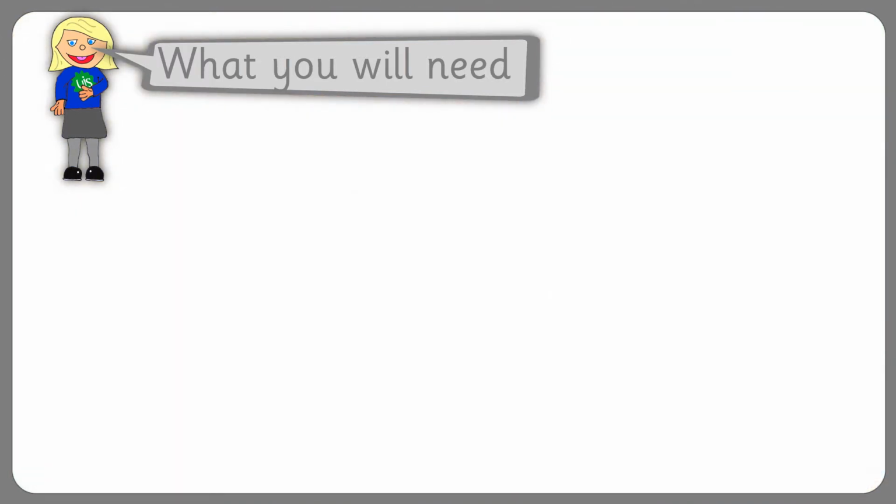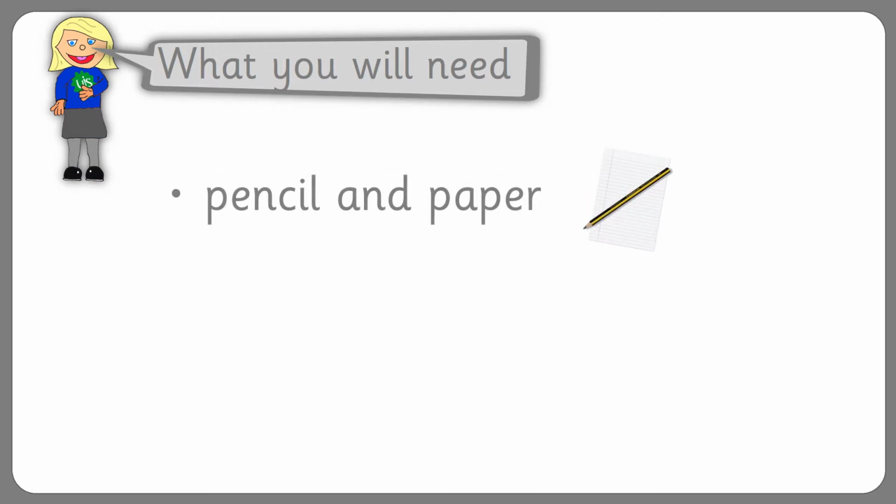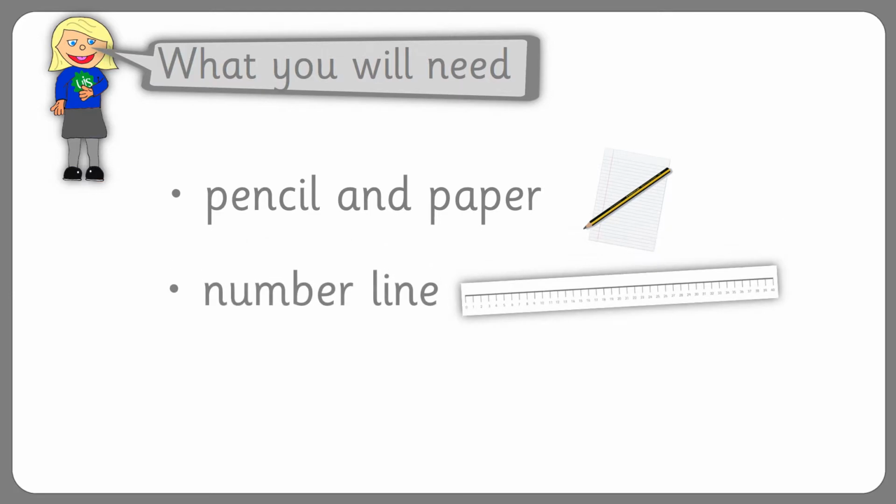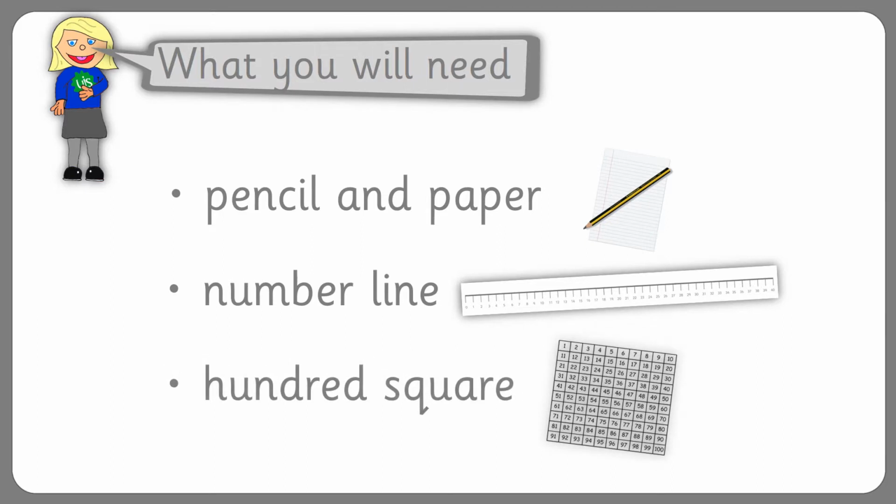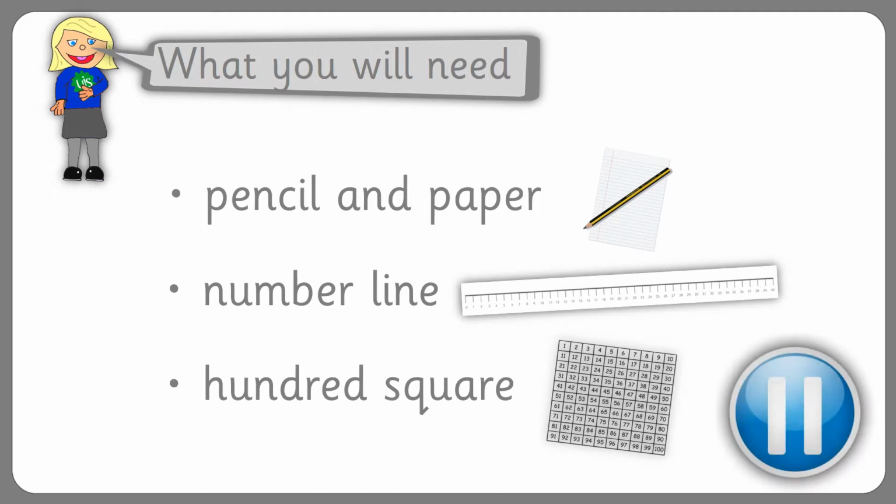So, these are the things that we will need for this lesson. A pencil and paper, or a whiteboard and pen. A number line, and the number line I'm going to be using today is a 0 to 40 number line. And a 100 square. Now, if you haven't got a number line or a 100 square, don't worry, because we will put them up on the screen to use. You can pause the video here to go and get together the equipment that you need for this lesson.